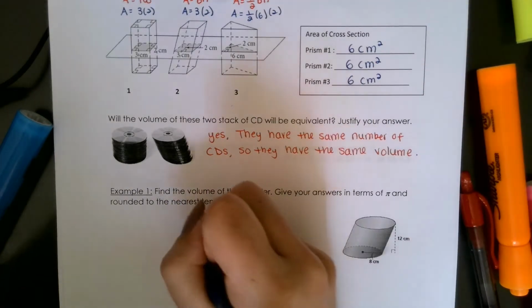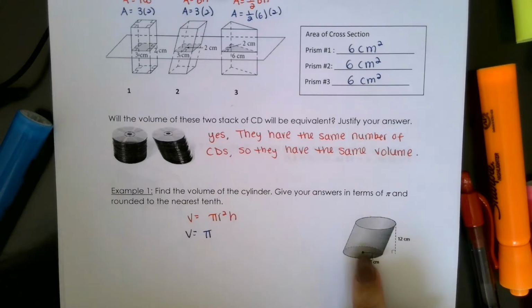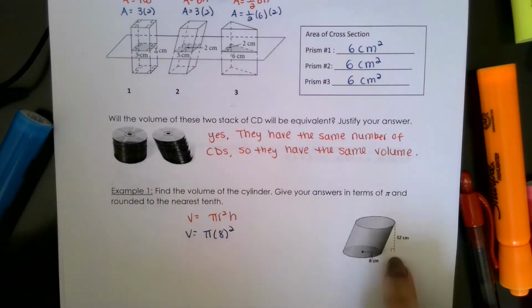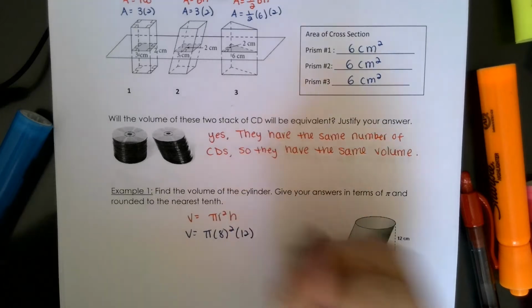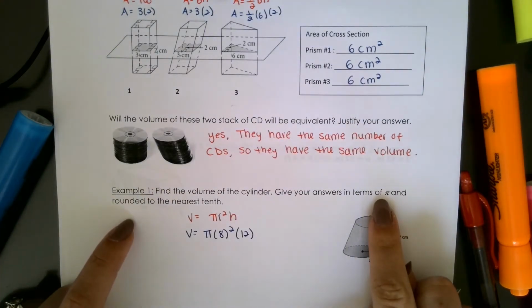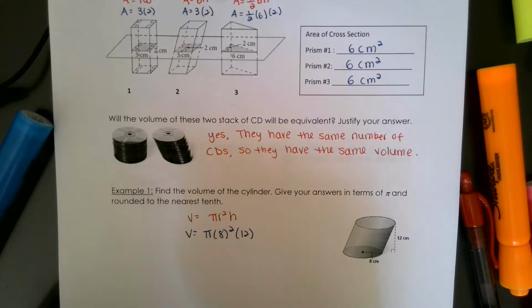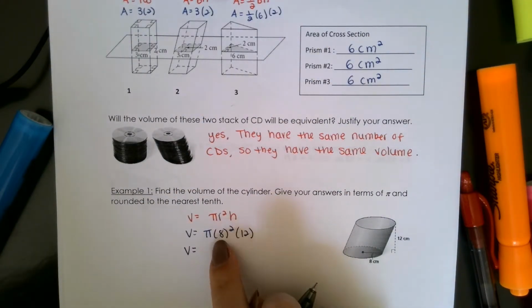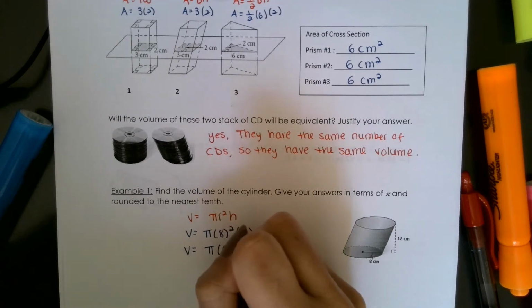So here, let's just make sure we have our radius, which is right here, it's 8. So it's 8 squared, and then my height is 12. Remember, I have two answers, one in terms of pi and one rounded to the nearest tenth. So first let's do in terms of pi. So I do 8 squared, which is 64.